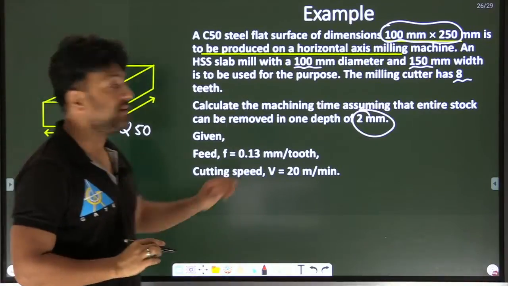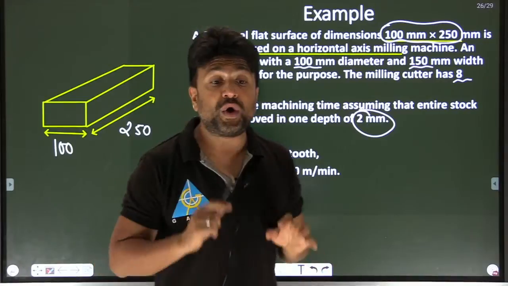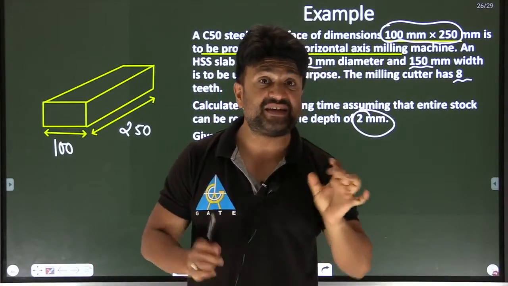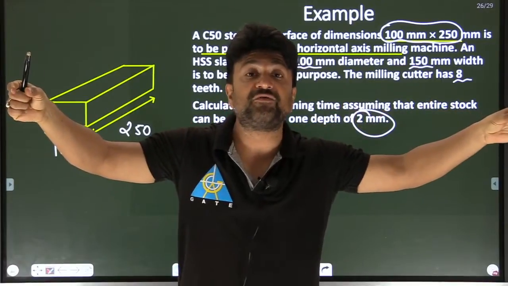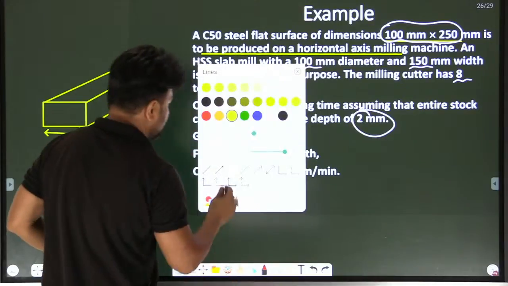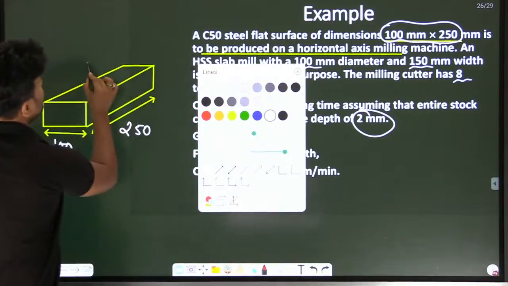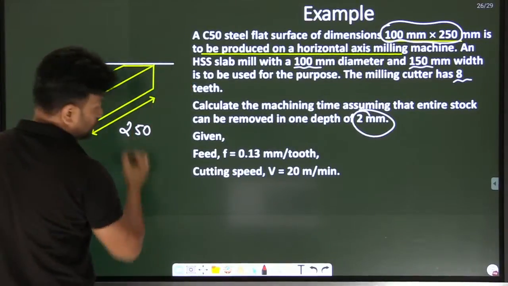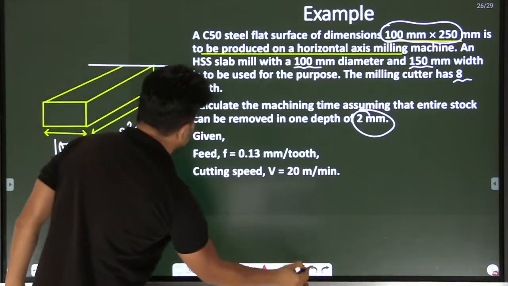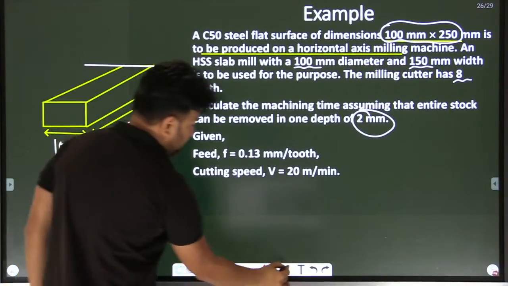Now the milling cutter width is 150. You are removing all the material in one stroke, so it is necessary that the milling cutter should be wider than the width of the workpiece. Then it is possible that in one stroke the material is going to be removed.